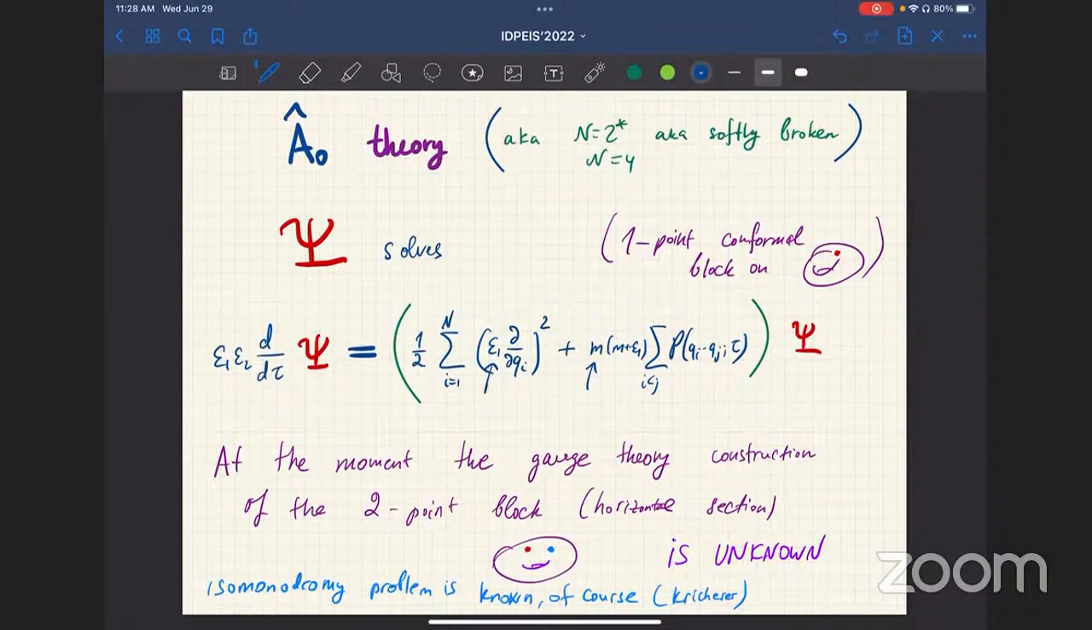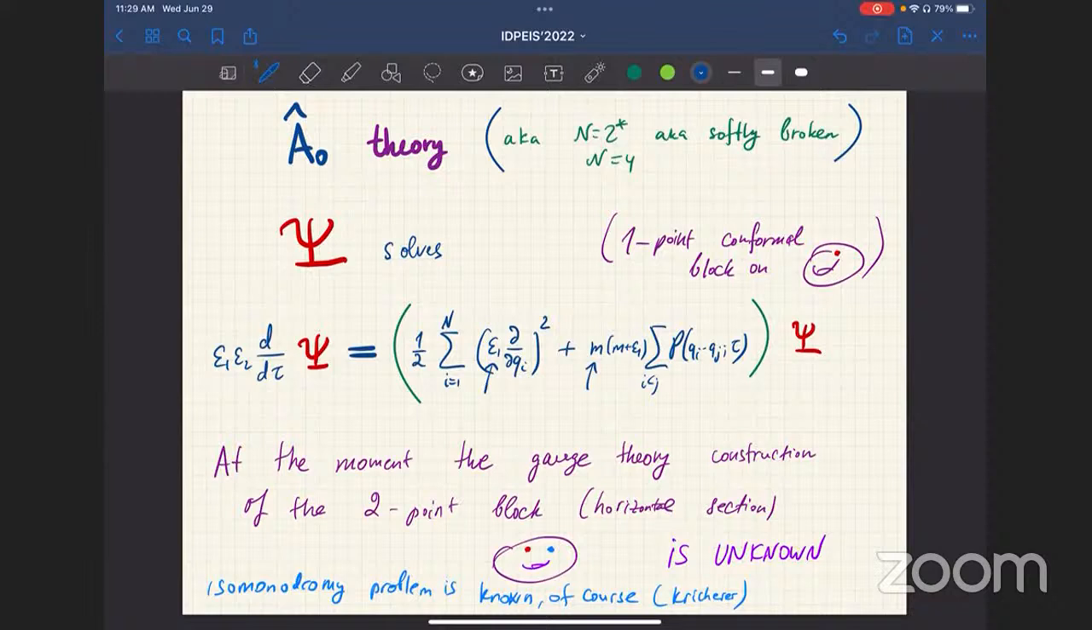I should say that this connection is also related to the trigonometric Ruijsenaars system. But even though this problem is of course known and studied again by Krichever, we don't know the good gauge theory construction which would produce the horizontal section and its quantization. So that unfortunately seems to be pretty complicated.